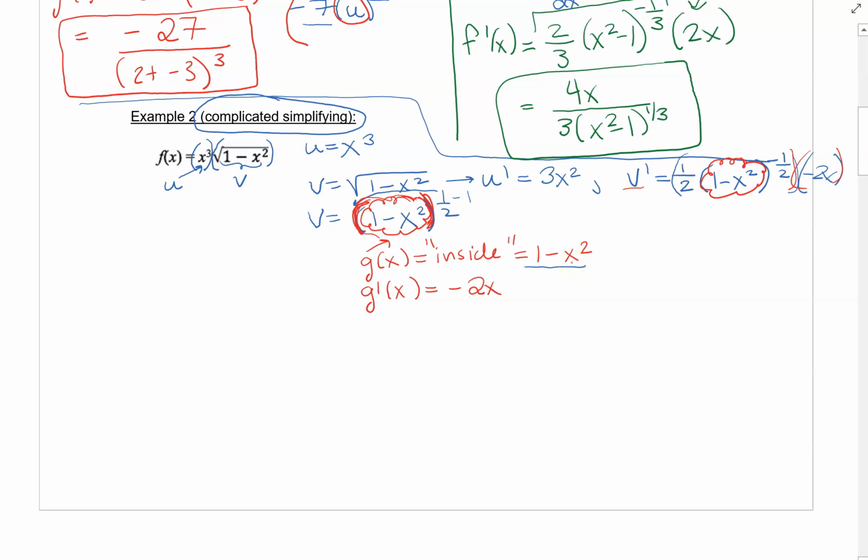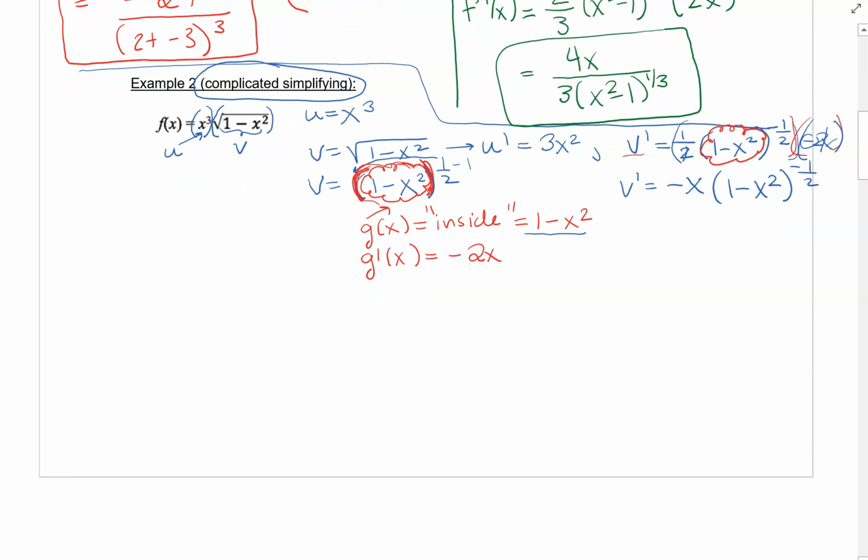So it's the power rule, which is the derivative of blob to the 1/2, times the derivative of the blob, the derivative of the inside part. Let me simplify that v prime a little bit, because I can see right away these 2's are going to cancel out, and I have a negative x on the outside times 1 minus x squared on the inside to the power of negative 1/2. Okay, so that's my v prime for the product rule. So that's how I'm going to begin. I'm going to begin using a product rule.